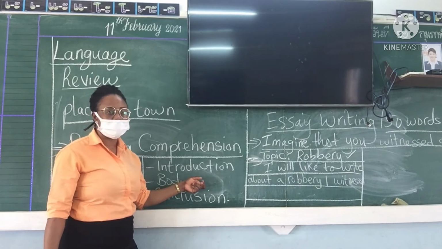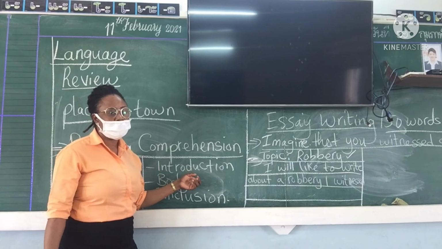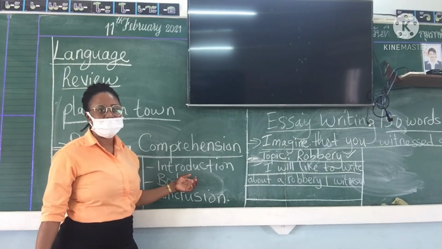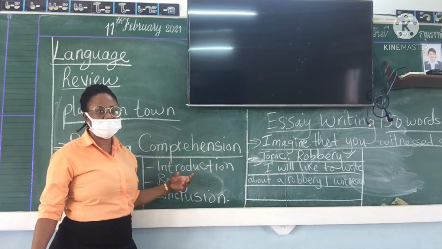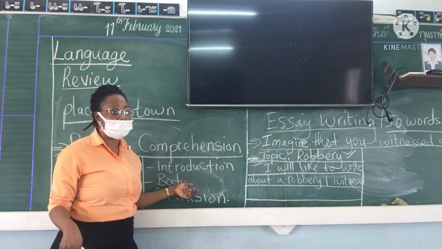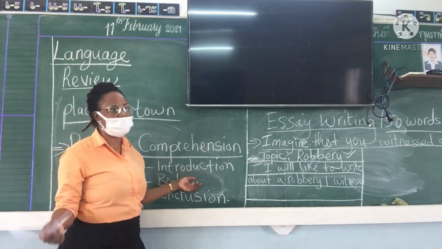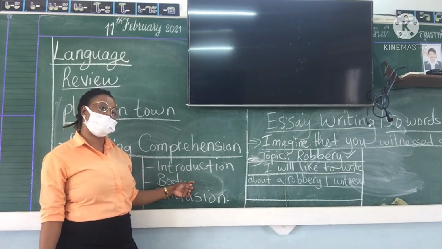What did the robber do? What did the thief do? Did he break into a house? Did he break into an office? Or into a restaurant? To steal what? What happened? Did the police get him? Who helped the police or the sheriff to get him? That you write in the body.